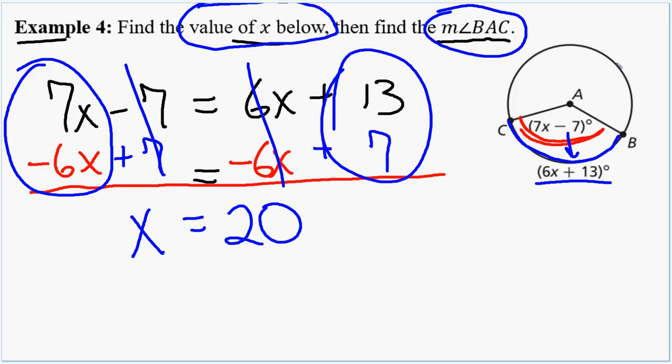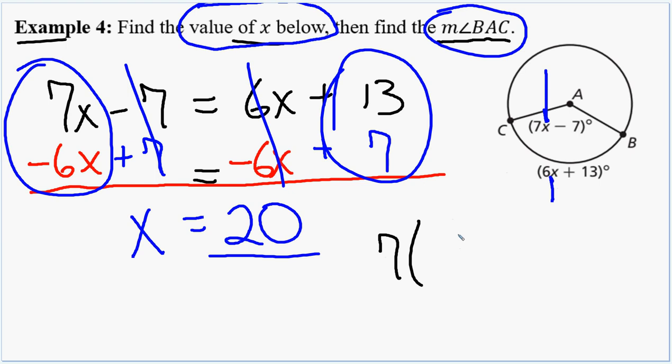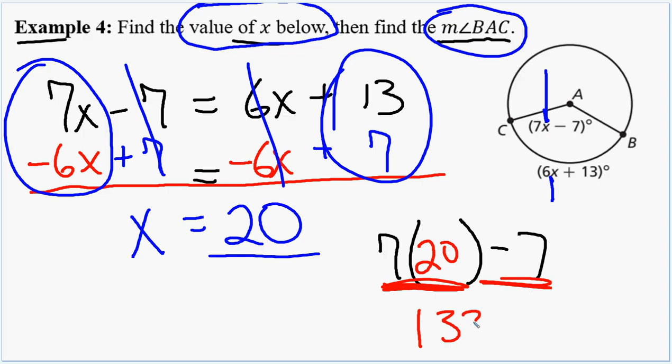Now it says find the measure of central angle BAC. Well, we're just going to plug this 20 in for either this x or this one. Doesn't matter. I'm going to plug it into the 7 times x minus 7. And we're just going to put a 20 in there. So that's 140 minus 7. 140 minus 7 is 133 degrees.